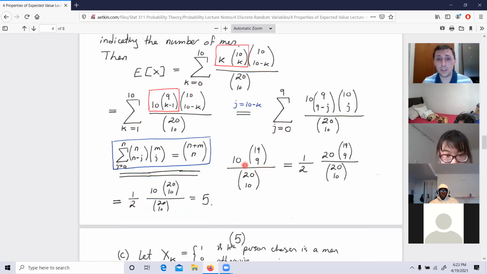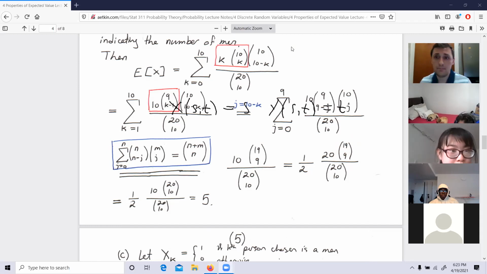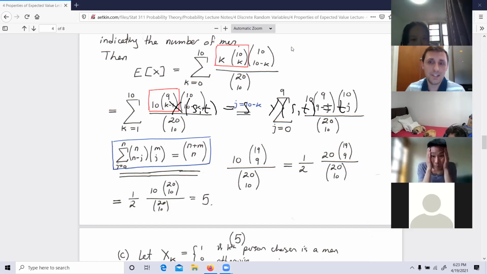Now what else can I do here? I would prefer this to be 20. So I write it as 20 times 1/2. So it's 20 times 19 choose 9. And what is this? This is now the same thing, guys. 20 times 19 choose 9 is the same thing as 10 multiplied by 20 choose 10. Yes? You don't forget your combinatorics.